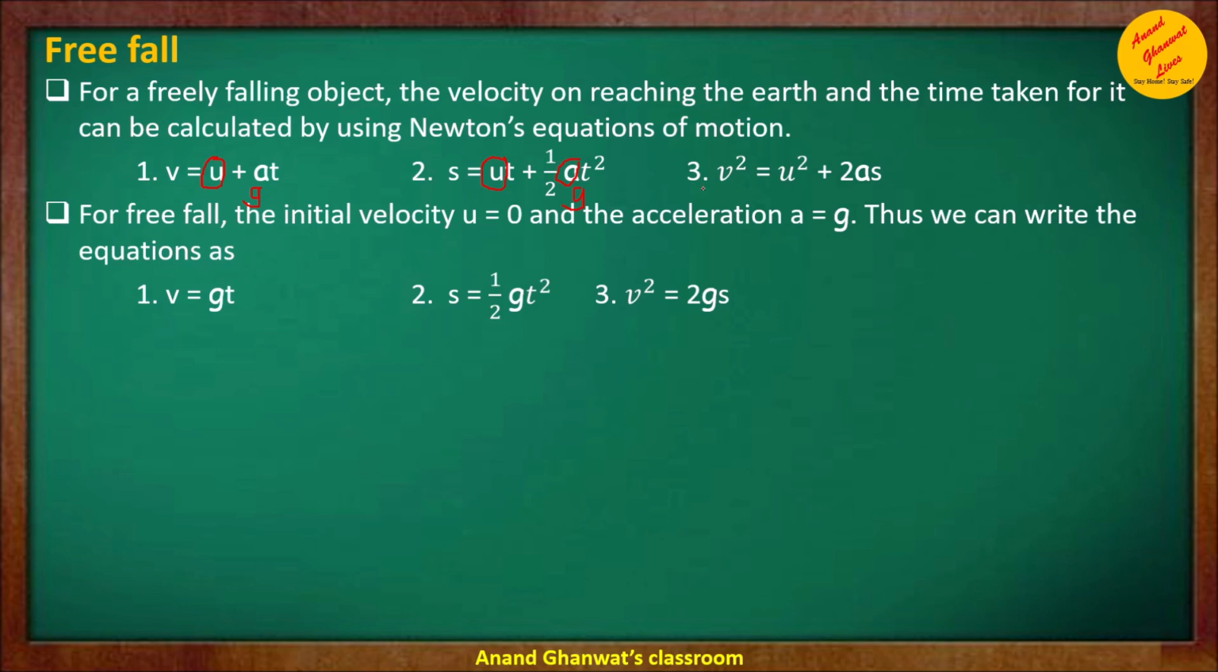Now the third equation, v² = u² + 2as. Again here u = 0 and a = g. That's why v² = 2gs. So when a body is in free fall, the three equations of motion become v = gt, s = 1/2 gt², and v² = 2gs.